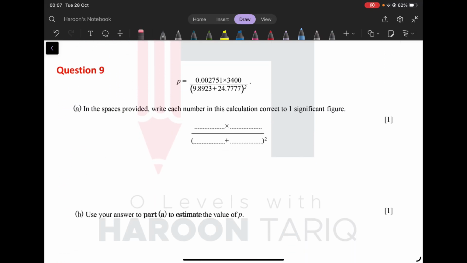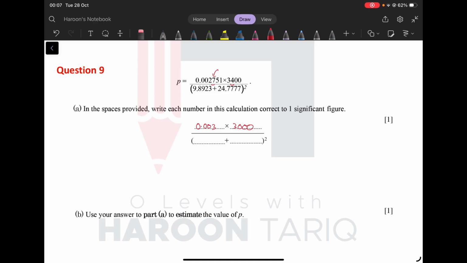Next, in the spaces provided, write each number in this calculation correct to one significant figure. So the first one, one significant figure. The second significant figure is what I look at. This is 7, so I add 1 to the previous digit. So 2 becomes 3. So this becomes 0.003. Next, this is 4, the second significant figure. So the previous number remains as is because this is less than 5. Every number before the decimal would be replaced by 0.